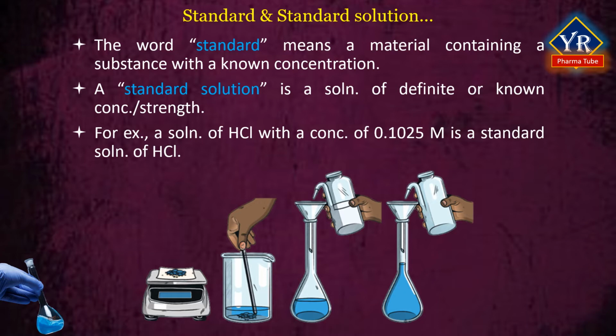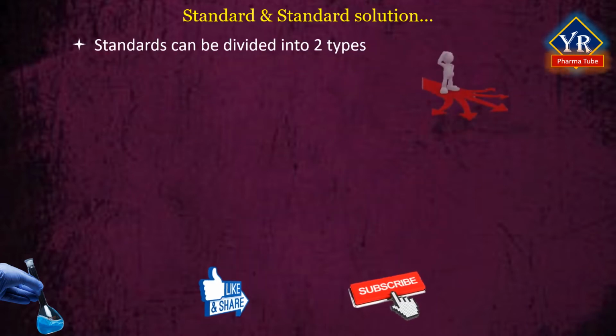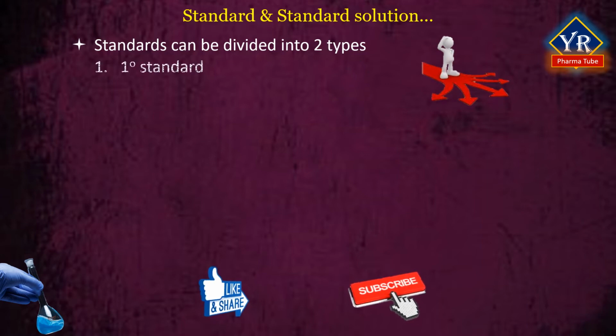A standard solution can be prepared by dissolving a primary standard in a suitable solvent such as distilled water. By using this standard, we can find out the concentration of that chemical in a new material, a process called standardization. We divide analytical standards into two categories. Number 1, the primary standard, and number 2, the secondary standard.